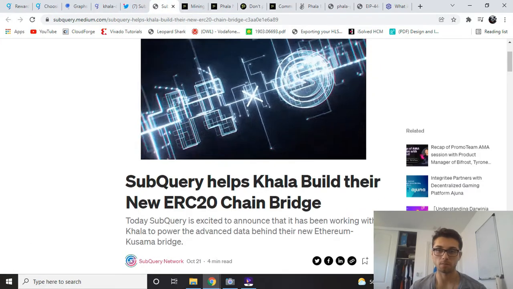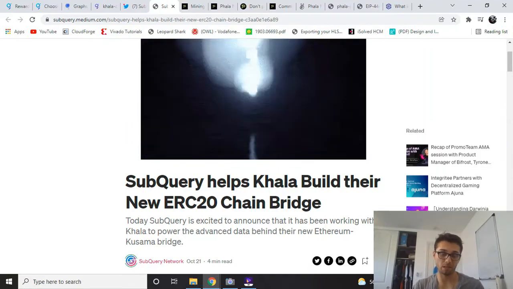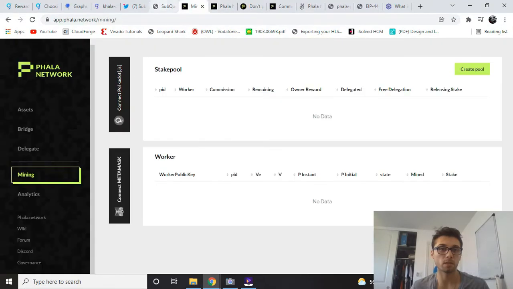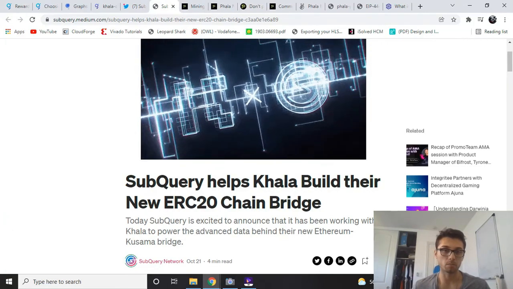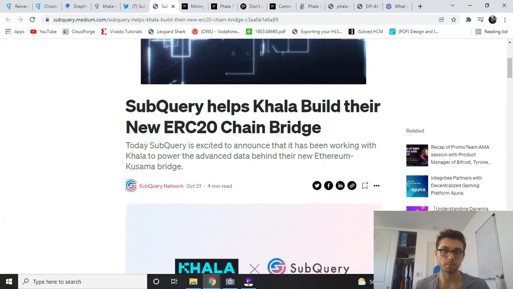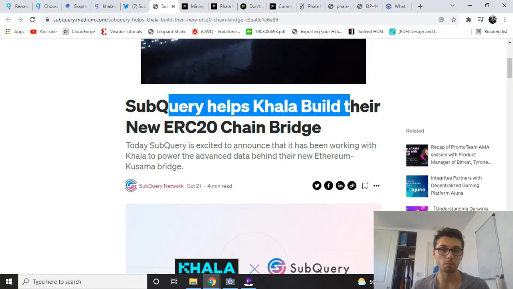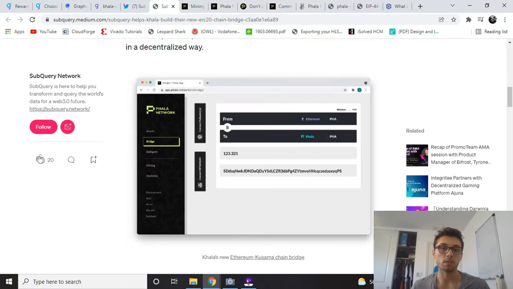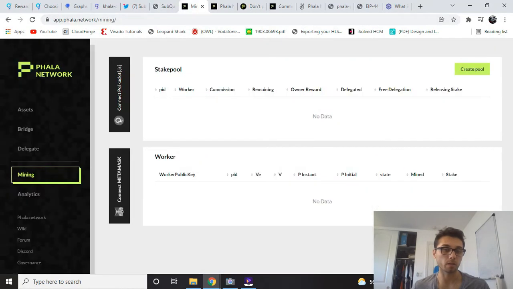I found this. This is basically all I could find. I found a Git repository that said this is the Kala blockchain, and then I found this article that said Subquery helps Kala build their new ERC chain bridge. And so this is one of the projects I started looking into. I'm still learning a little bit more about it.